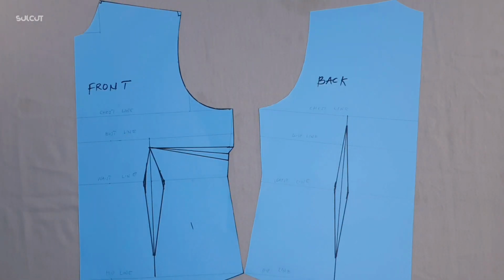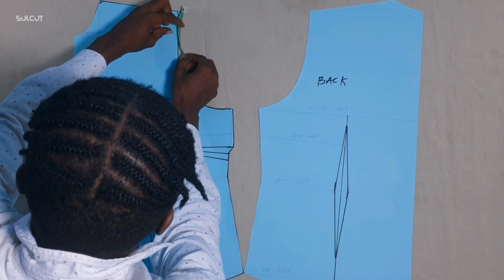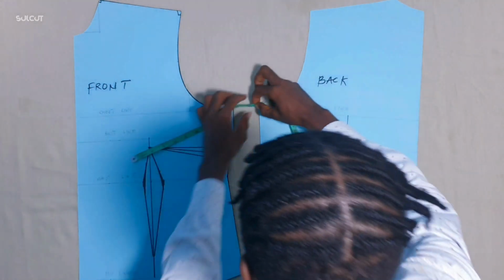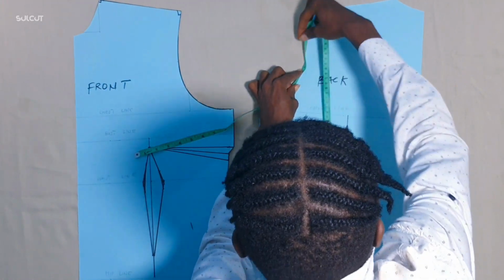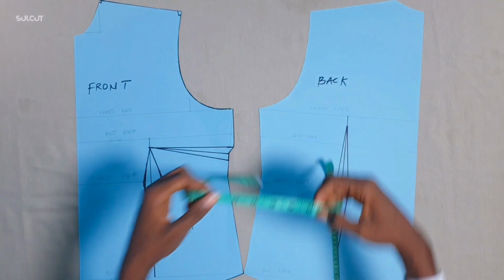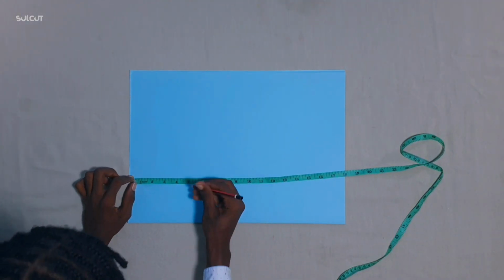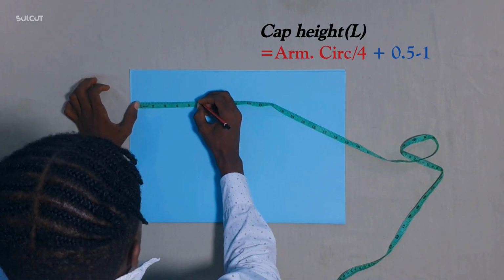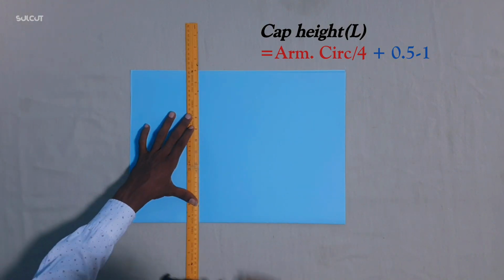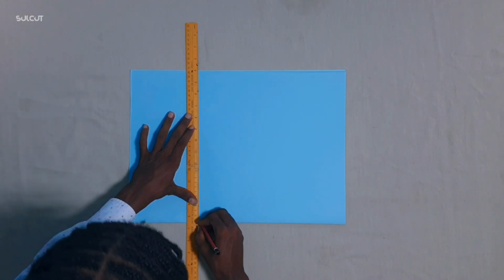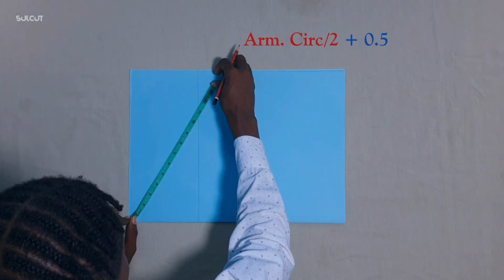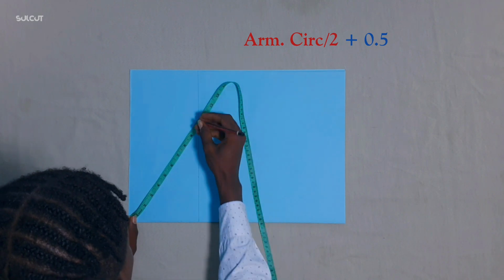Measure the armhole circumference for the front and back bodice patterns accurately. We get a fresh piece of pattern paper folded into 2 halves. We mark our cap height using this formula. Cap height equals armhole circumference divided by 4 plus 0.5 to 1 inch. Next, draw a diagonal line that is equivalent to armhole circumference divided by 2 plus 0.5.